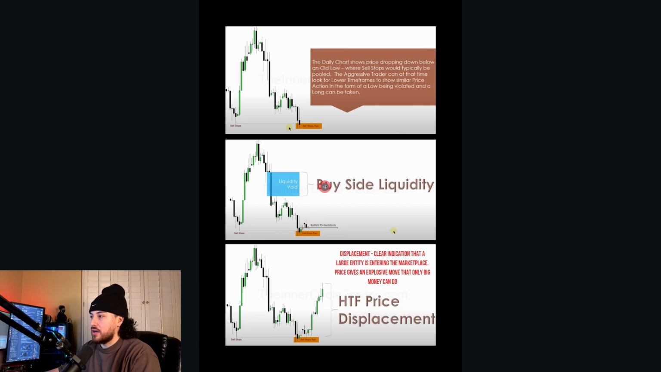And if you are looking to long to the upside, you can also use this liquidity void as a potential target as you anticipate price to fill this area before either continuing to the upside or even reversing from here.